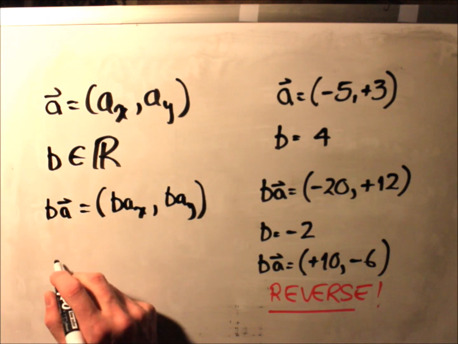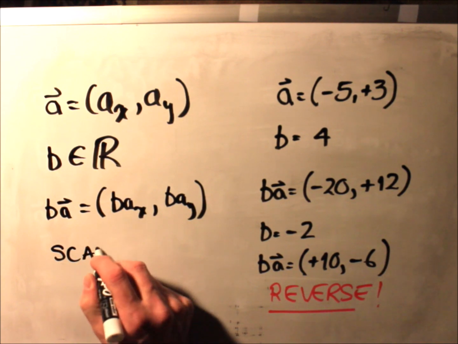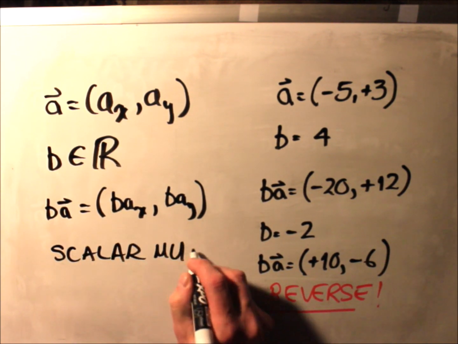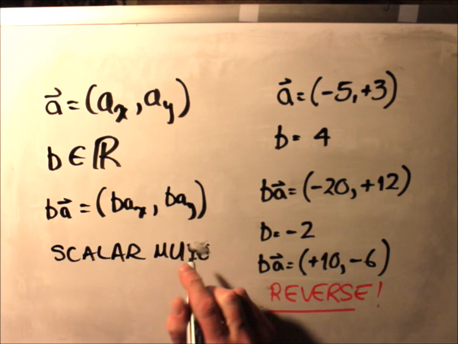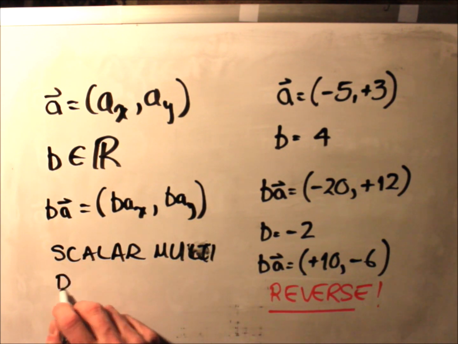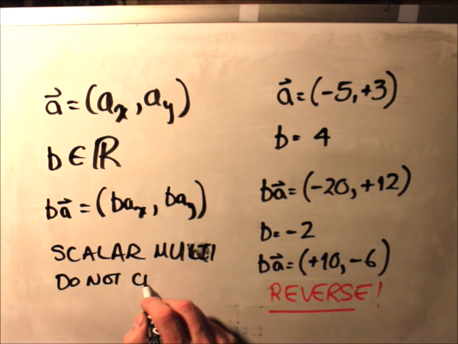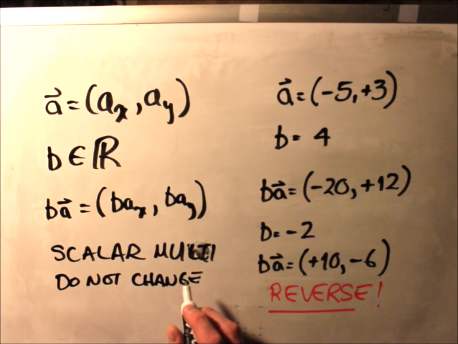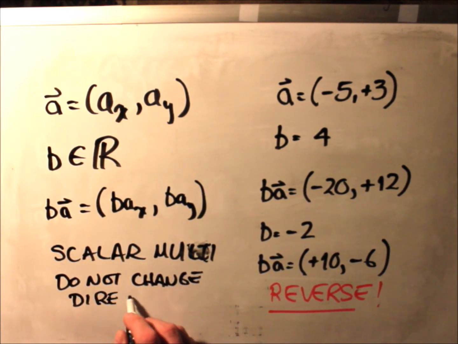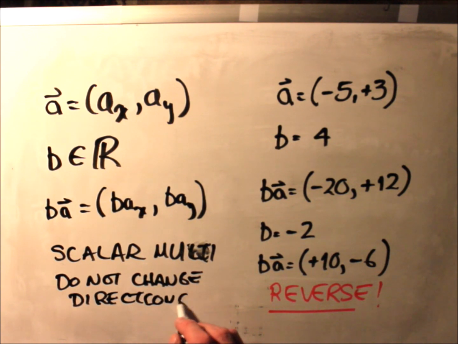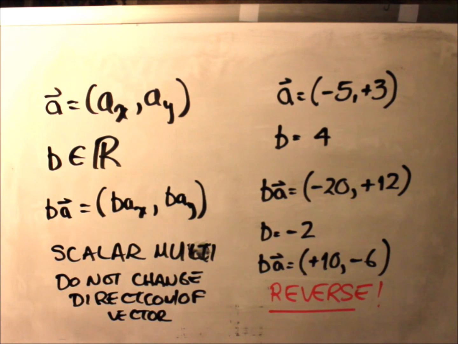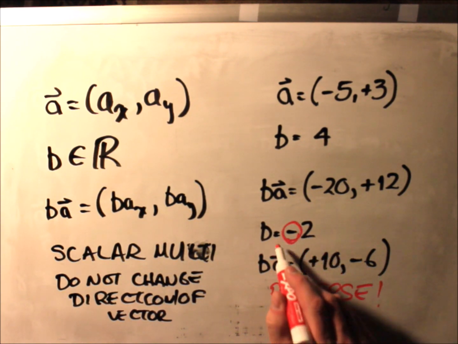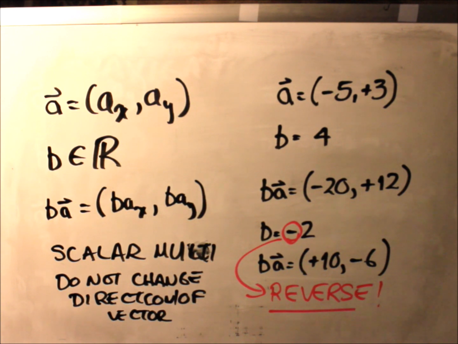Otherwise, scalar multiples do not change the direction of the vector, except if we have a negative scalar multiple, then you get a reverse.